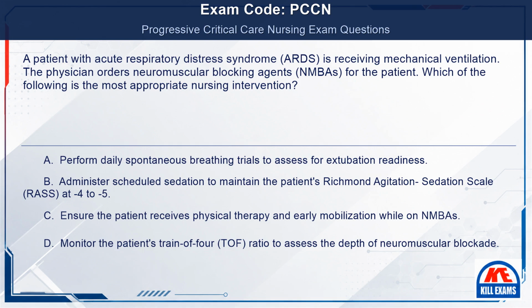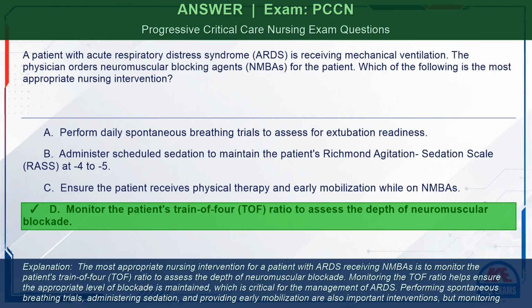Question 7. A patient with acute respiratory distress syndrome, ARDS, is receiving mechanical ventilation. The physician orders neuromuscular blocking agents, NMBAs, for the patient. Which of the following is the most appropriate nursing intervention? Option A. Perform daily spontaneous breathing trials to assess for extubation readiness. Option B. Administer scheduled sedation to maintain the patient's Richmond Agitation Sedation Scale, RASS, at -4 to -5. Option C. Ensure the patient receives physical therapy and early mobilization while on NMBAs. Option D. Monitor the patient's train of four, TOF, ratio to assess the depth of neuromuscular blockade. The correct answer is option D.